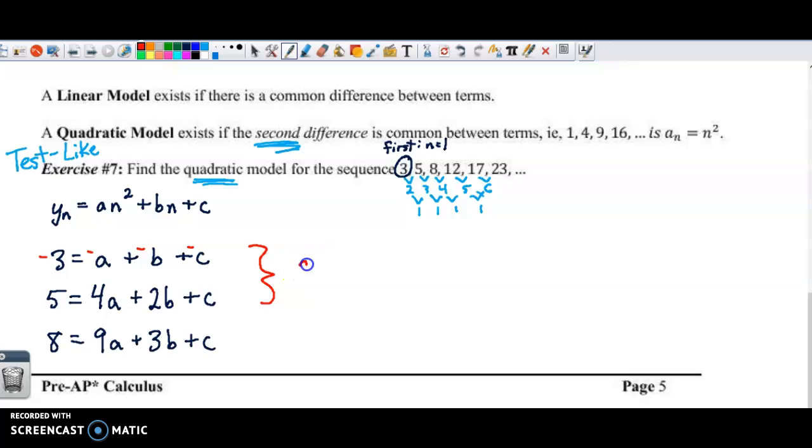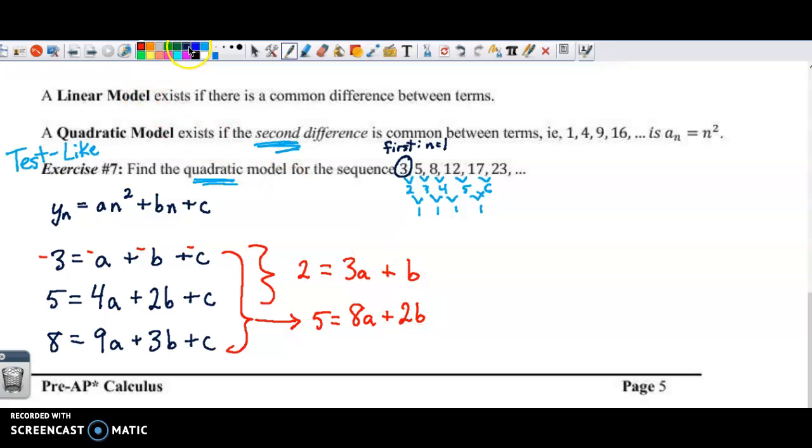Negative 3 plus 5 is 2. Negative 1 plus 4a is 3a. Negative 1b plus 2b is 1b. And I can also combine the top with the bottom equation. Negative 3 plus 8 is 5. Negative 1a plus 9a is 8a. Negative 1 plus 3b is 2b.